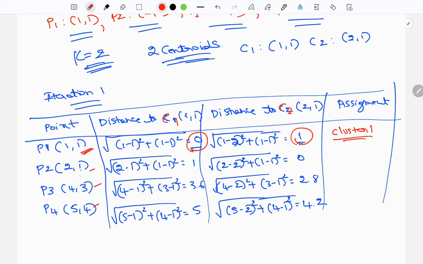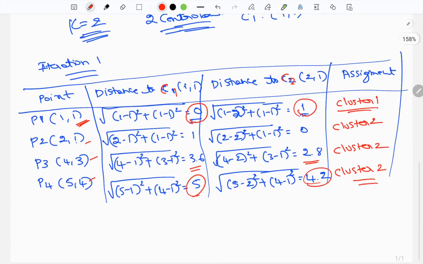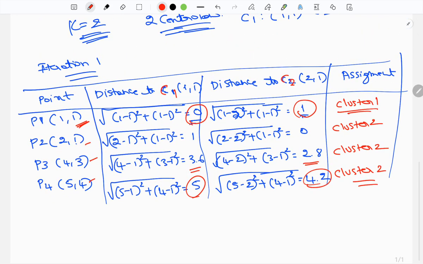Next, this data point is closer to centroid C2, so we assign it to cluster 2. Similarly, we can see here 3.6 is greater than 2.8, so this also we assign to cluster 2. And this also we assign to cluster 2 because 4.2 is less than 5 here, and this data point is closer to centroid C2, so we assign this data point to cluster 2. Similarly, you can observe this one. Now what is the next one?